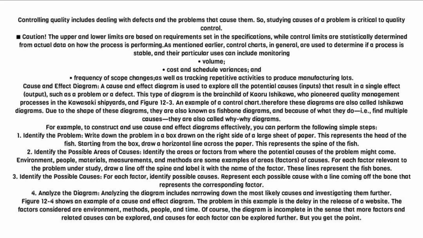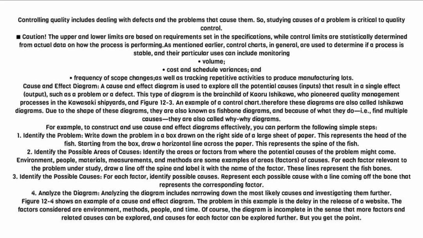3. Identify the possible causes. For each factor, identify possible causes. Represent each possible cause with a line coming off the bone that represents the corresponding factor. 4. Analyze the diagram. Analyzing the diagram includes narrowing down the most likely causes and investigating them further. Figure 12.4 shows an example of a cause and effect diagram.